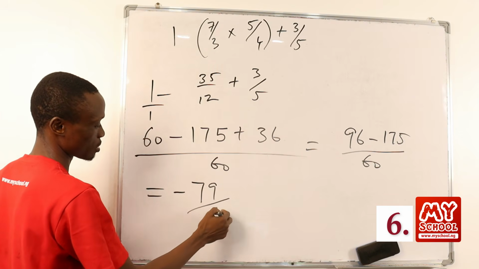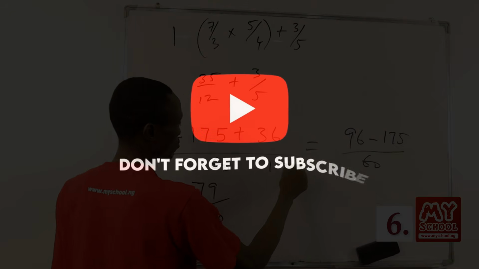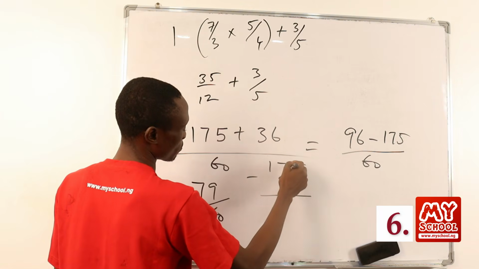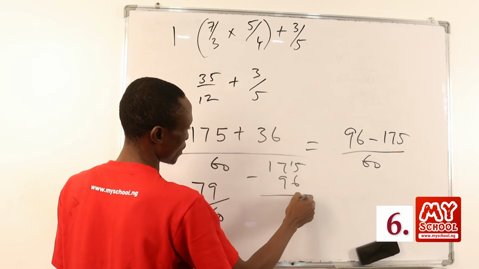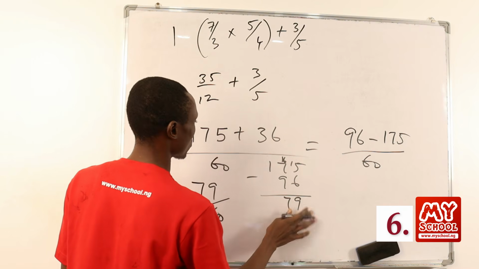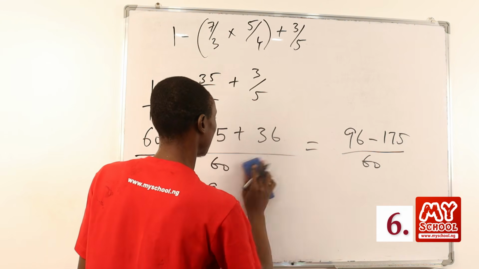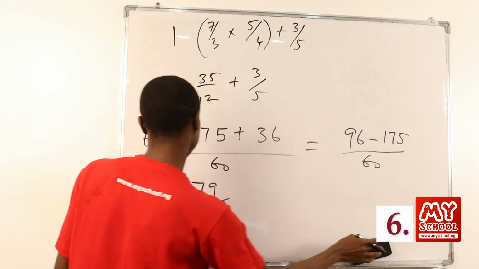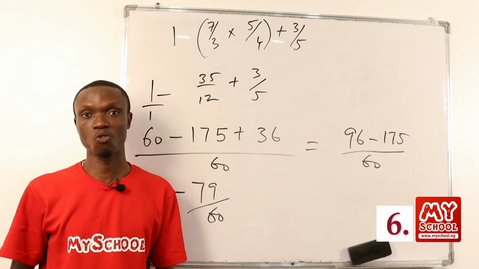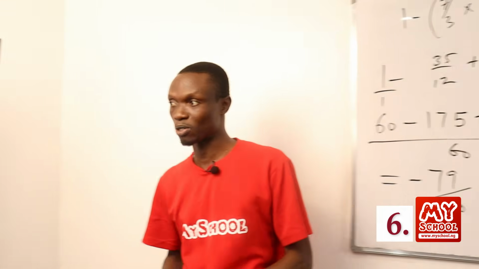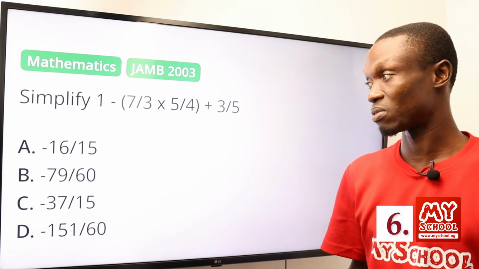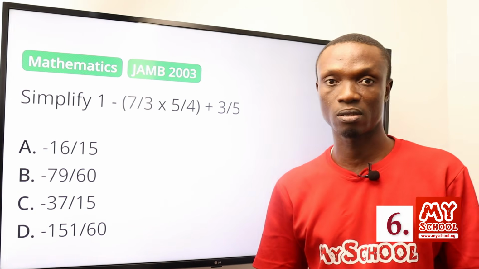So let's just check 175 minus 96. So borrow 1 from here, so here will be 9. Then here we'll have 6 left, borrow 1 here. I think that should be 7. So we are correct. So our final answer is minus 79 all over 60. So let's move back to the screen to pick the correct option for this question, and that is option B, minus 79 all over 60.